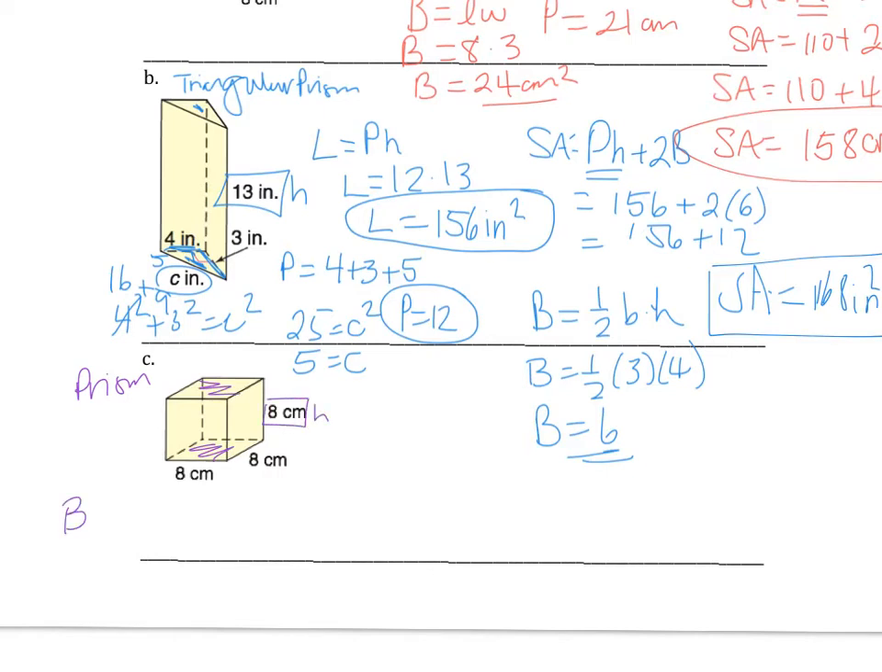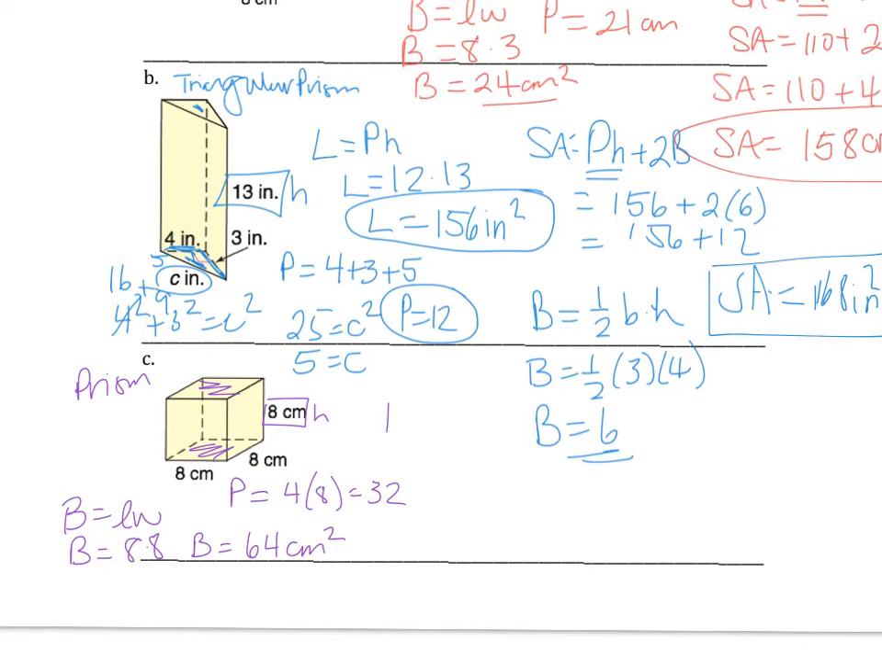So the area of the base is going to be length times width. So area equals 8 times 8. So in this particular case, the area of the base is 64 centimeters squared. I'm also going to find the perimeter. Looks like I've got a square, so I'm going to do 4 times that 8, which is equal to 32.